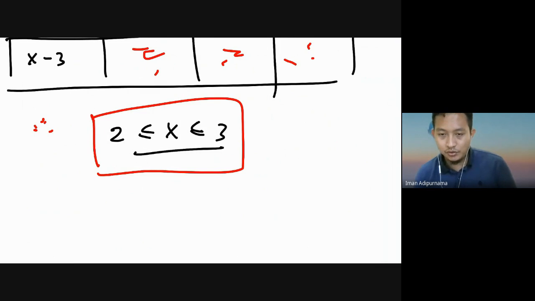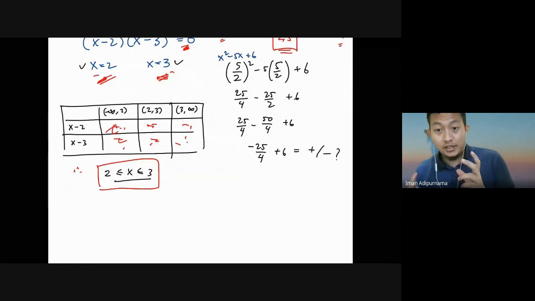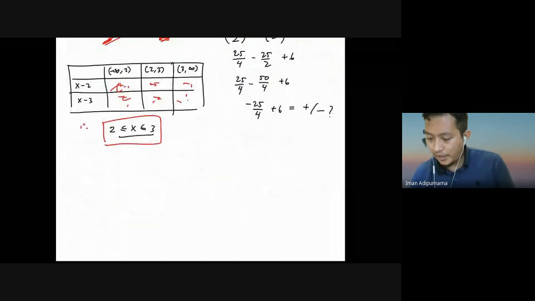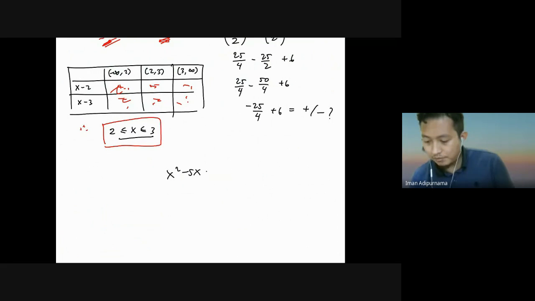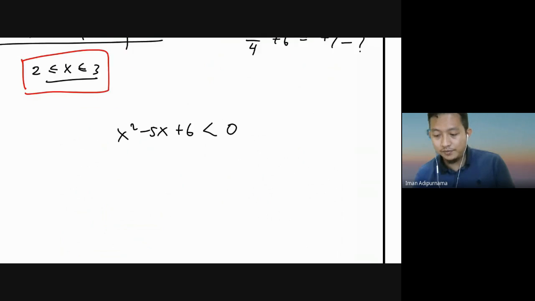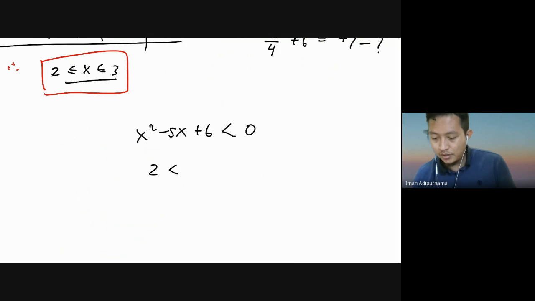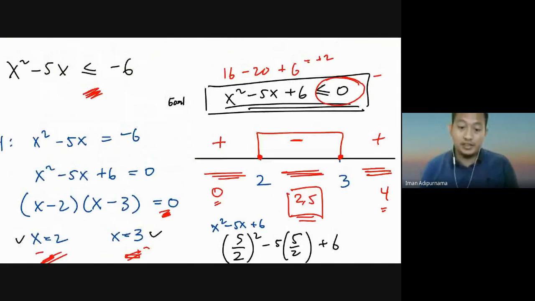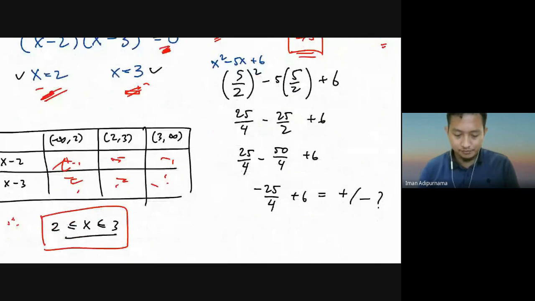You need to include 2 and 3 in the interval. If I change the question to x squared minus 5x plus 6 with a strict inequality, then it should be written without any equal sign. But the whole process here will be the same.